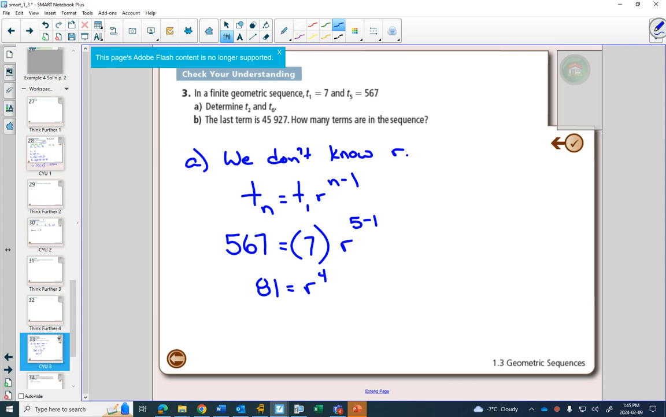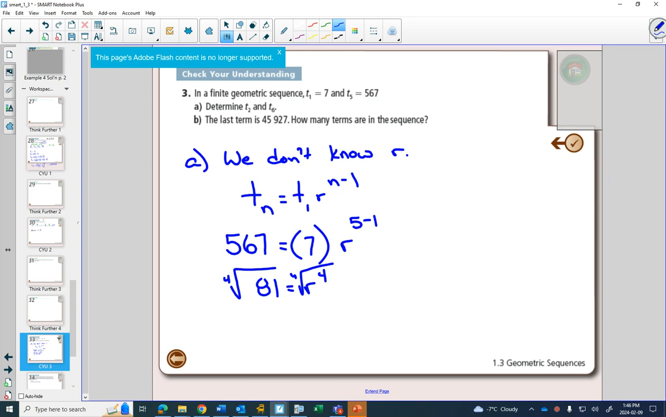Anybody know how to get rid of a power of 4? Square by 4. It's close wording. You're saying the right thing. Square rooting. Square rooting is when it's a 2. Fourth rooting is when we would do this on both sides. Fourth root of this side, fourth root of this side.